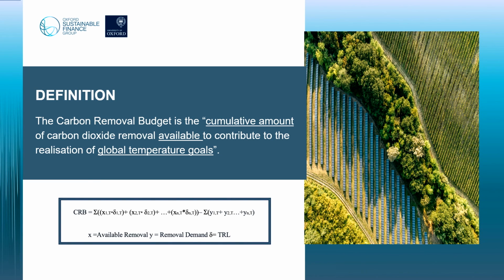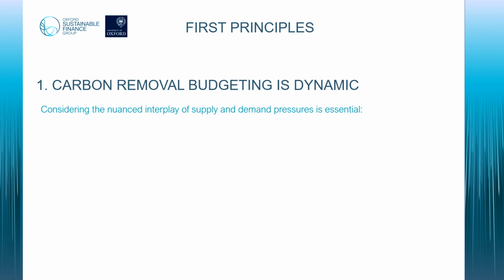And we'll unpack a little bit about what we mean by available removal, but it's critical just to say that it's not sufficient to map the techno-economic potential of removal. We need to ensure that it's actually accessible in terms of its cost as well as its distribution, and ultimately start to manage it as a scarce and yet valuable resource. So, as Ben said, carbon removal budgeting is dynamic, and so this is one of the key themes today, and I'm calling it the first principles here.